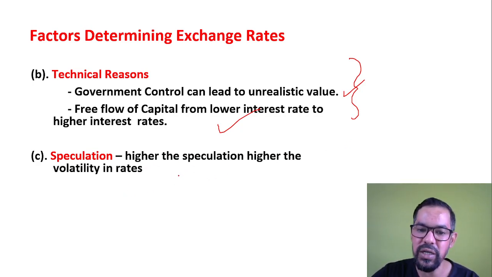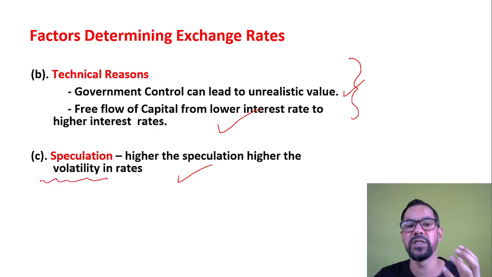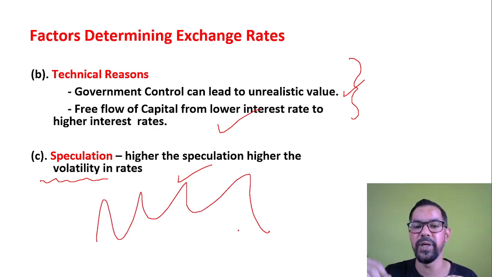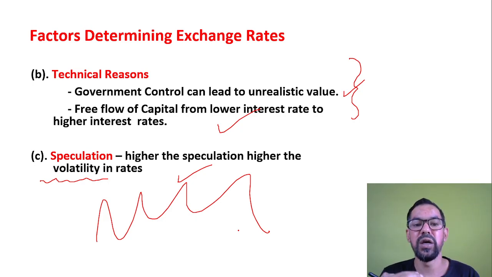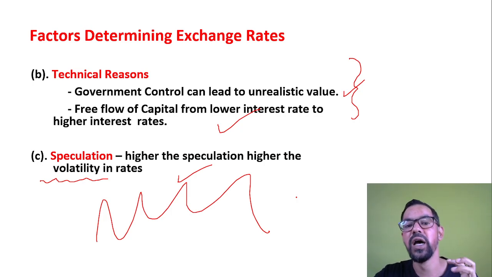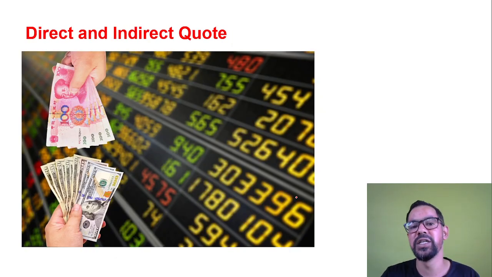Speculation: the higher the speculation, the higher the volatility in the rate. Volatility means the changes or fluctuation in the prices of the exchange rate. If there is high volatility, the graph of the exchange rate will be like this. Let's say if there is a war condition, a world war condition, there is high volatility, so there will be this kind of movement in the exchange rate. Hope, guys, these things are clear to all of you. So these are the key factors which generally determine the exchange rate. If you have any query about any points, do mention it in the comment section.